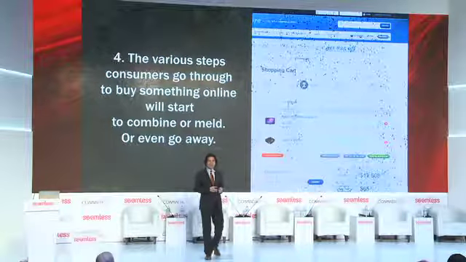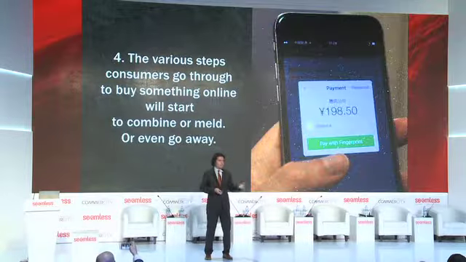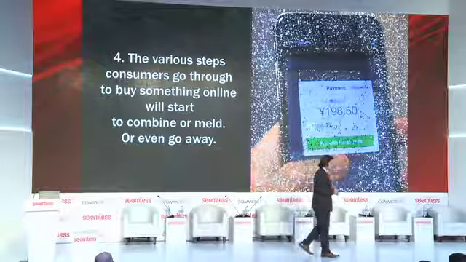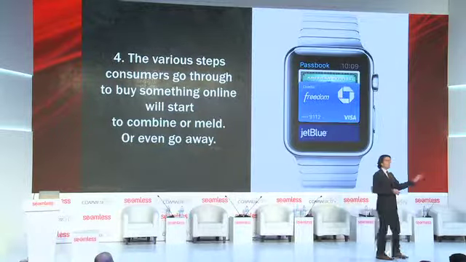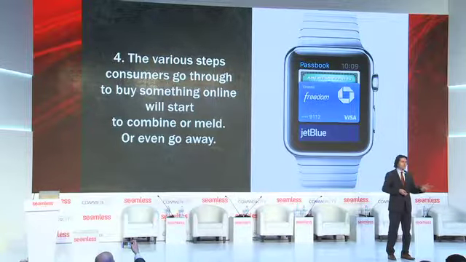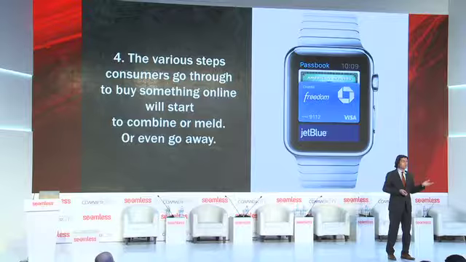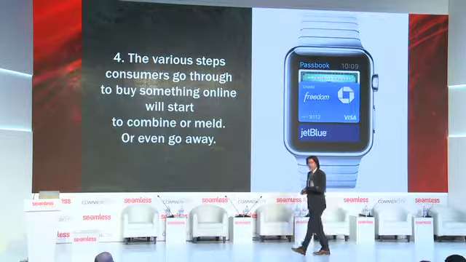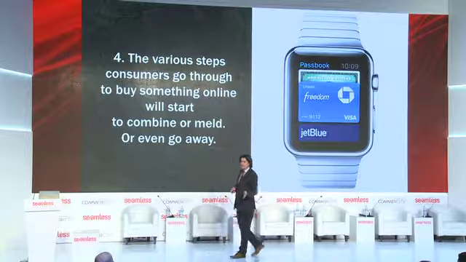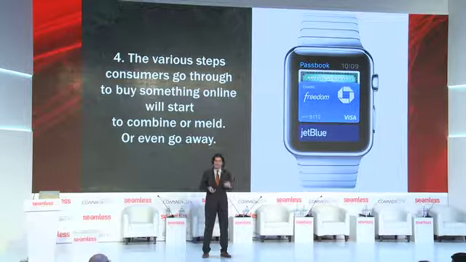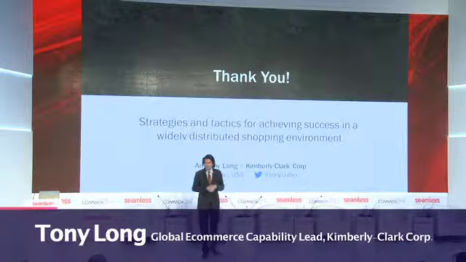Four, the various steps that consumers are going to go through to buy something will change. So a product detail page, I think, is going to be something that's in the past. I'm sorry, wait a minute, it already is, because you can do pretty much anything you want to in terms of e-commerce through WeChat in China. There's a lot of opportunity we have to knock down all the barriers that we put up to selling something online. And that, I think, are some of the steps that you can take to achieve success in a widely distributed shopping environment.